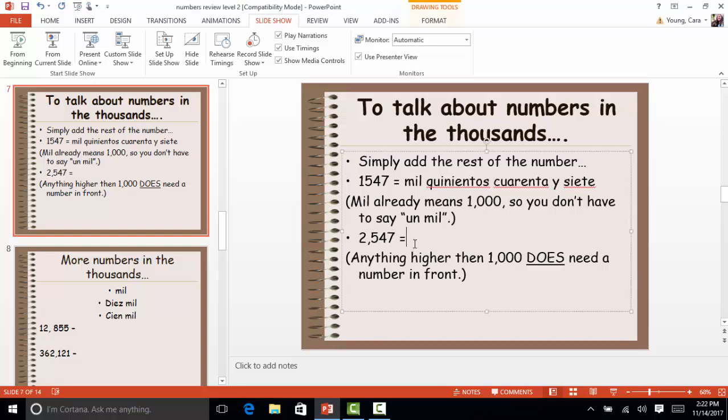Okay. Second one you have is 2547. Now that one could not be a date. It doesn't exist yet. But I guess if we were talking about the future, we could say in year 2547. But here we're going to start with 2547. So same idea, except that instead of just mil, I'm adding a dos in front.